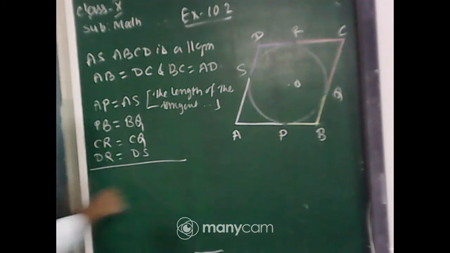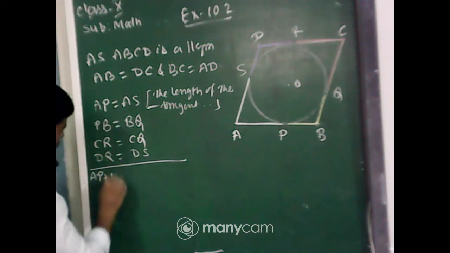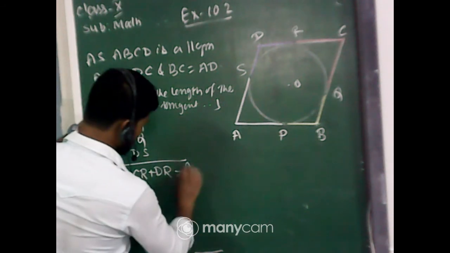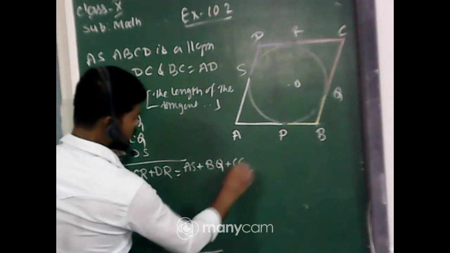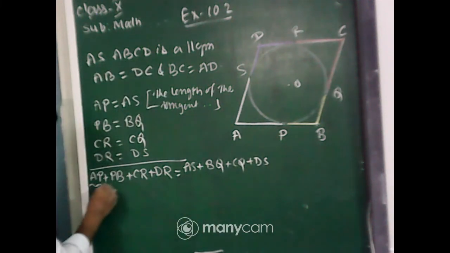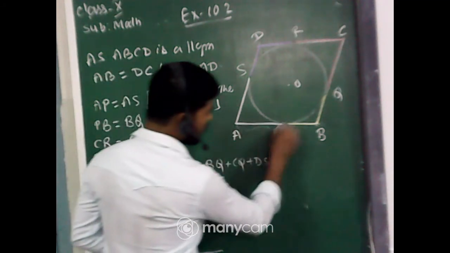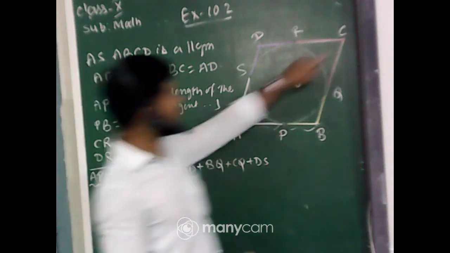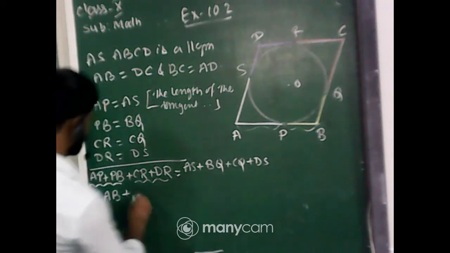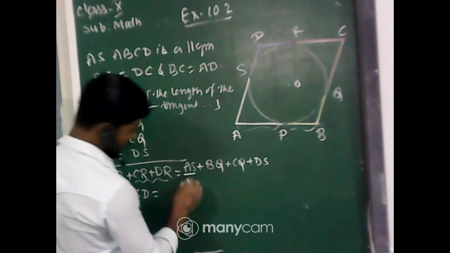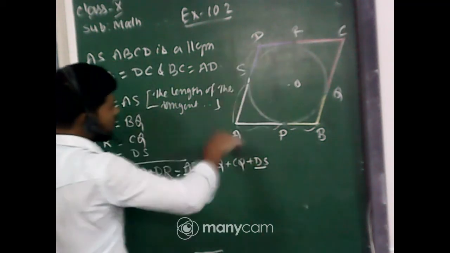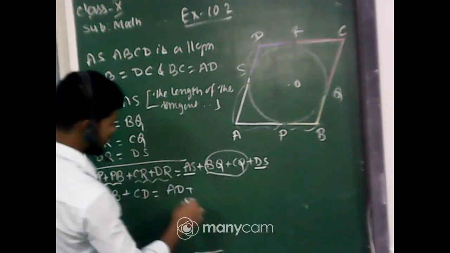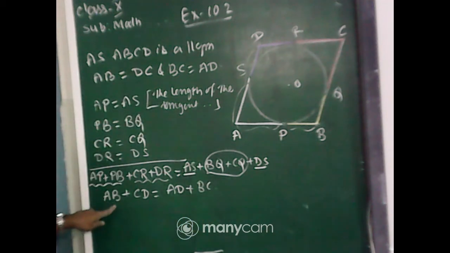Now add them. If I add these, the left hand side gives AP plus PB plus CR plus DR is equal to, and the right hand side gives AS plus BQ plus CQ plus DS. Now from the diagram you can see that the sum of AP and BP gives you the total length AB. So we can write AB plus, now look, CR plus DR gives you the total length of CD. So AB plus CD is equal to, now look, if I add AS and DS, it will give you AD. And if I add these two, BQ plus CQ gives you BC. Finally we have proven that AB plus CD is equal to AD plus BC.